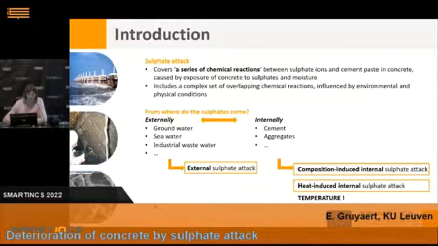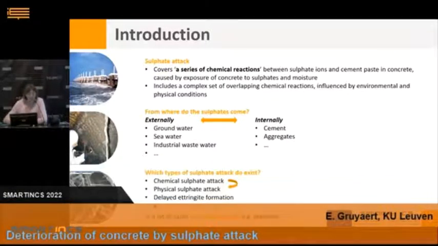But besides that internal sulphate attack, we also have the special form of internal sulphate attack, the heat-induced thermal internal sulphate attack, or the delayed ettringite formation, that we will also tackle here in the presentation. And there, of course, temperature plays an important role. So then in the presentation, we will deal with different types of sulphate attack, and they are distinguished as the chemical sulphate attack, the physical sulphate attack, and the delayed ettringite formation.